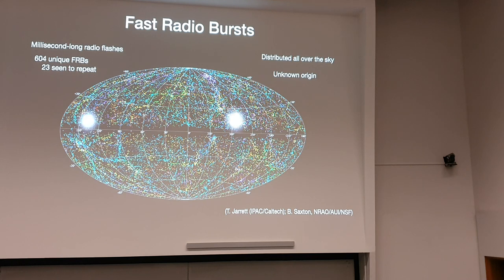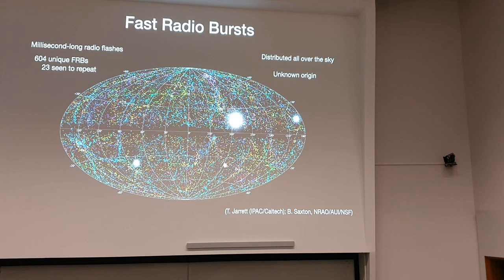We don't really know what they are. I mean, there are probably almost as many theories about what they are as the number of individual events we've observed, right? And every theorist or observer has their favorite explanation. I mean, there are some decent explanations.